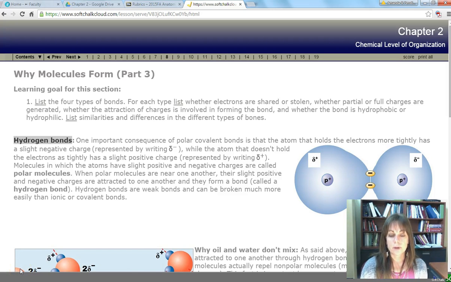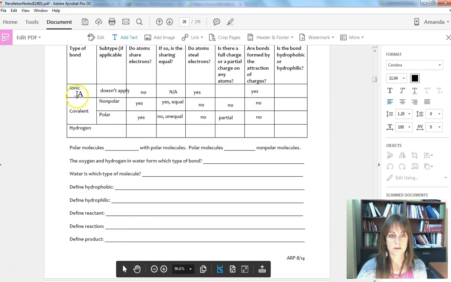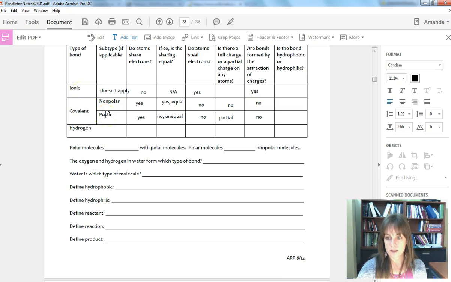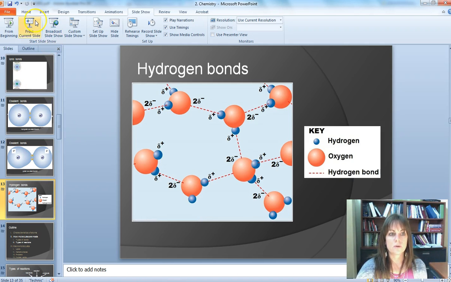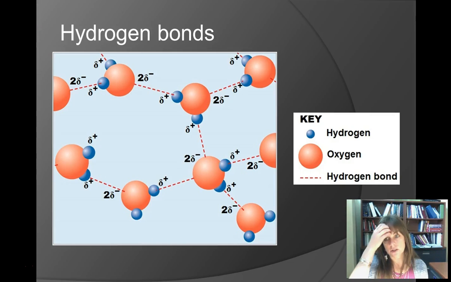Okay, so now we're going to talk about the last type of bond, which is a hydrogen bond. If you need to remind yourself about the types of bonds, they're listed here. We've got ionic, covalent, both nonpolar and polar subtypes, and then the last type here is hydrogen. So I'd like to move to this image to discuss hydrogen bonds.